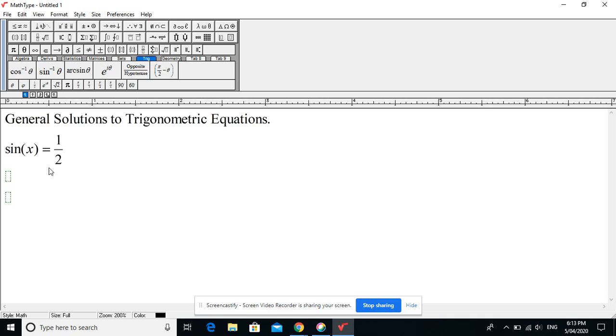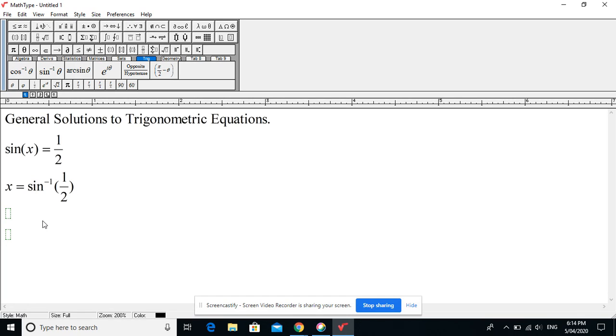To do this, we simply do the normal steps we would to solve for x. So, sine of x equals a half. We're going to take the inverse sine of both sides so that we get x by itself. So the next line would look like x equals inverse sine of 1/2. So what is inverse sine of 1/2?